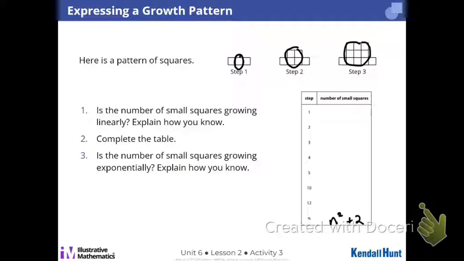And n is the step number each time. So for step 1, 1 squared is 1 plus 2 is 3. And we can count 3 there, right? For step 2, 2 squared is 4 plus 2 is 6. 3 squared is 9 plus 2, 11. 4 squared, 16 plus 2, 18. 5 squared plus 2 is 27.